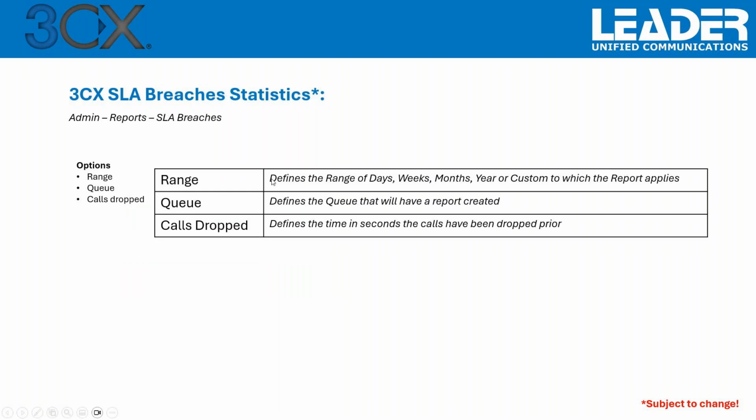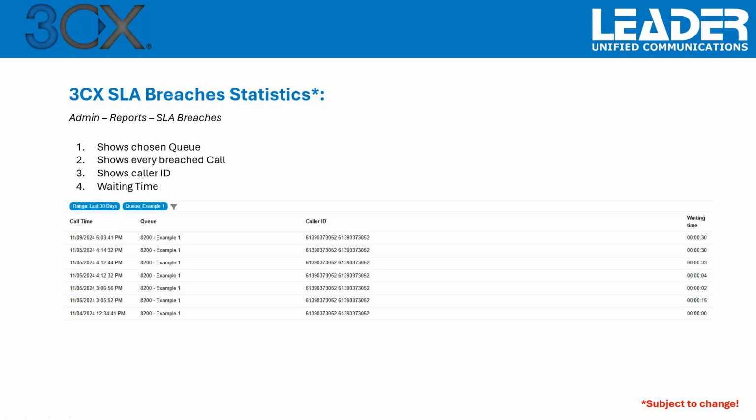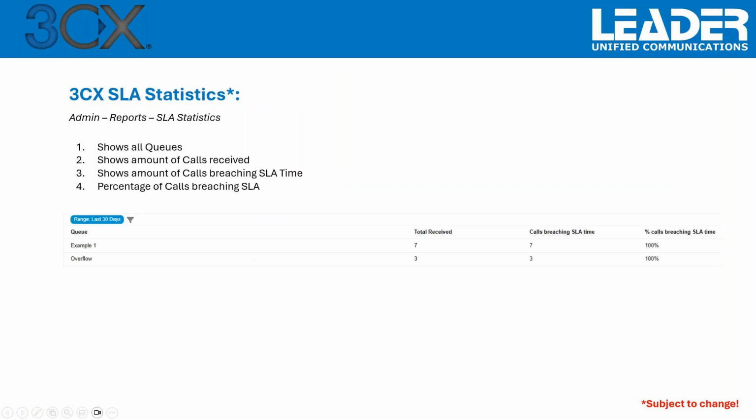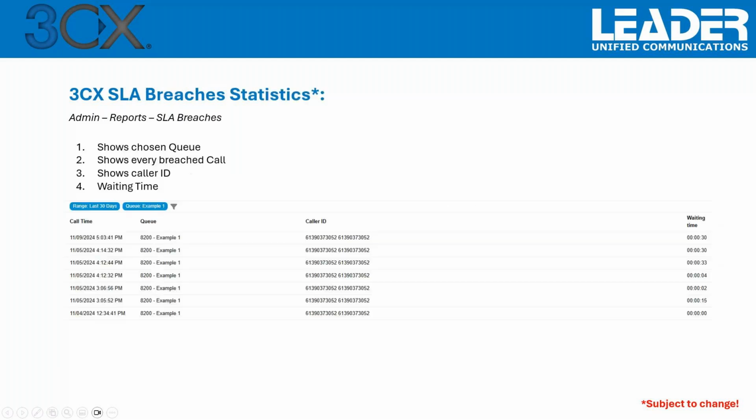SLA breach statistics, we define there again the range of days. It defines the queue that will have a report created, and it defines the time in seconds the calls have been dropped prior again. We then see it shows the chosen queue. So compared to before, we saw all the queues and we just saw an overview. Yeah, it's a general overview. Each queue has one row. And here we have per queue detailed.